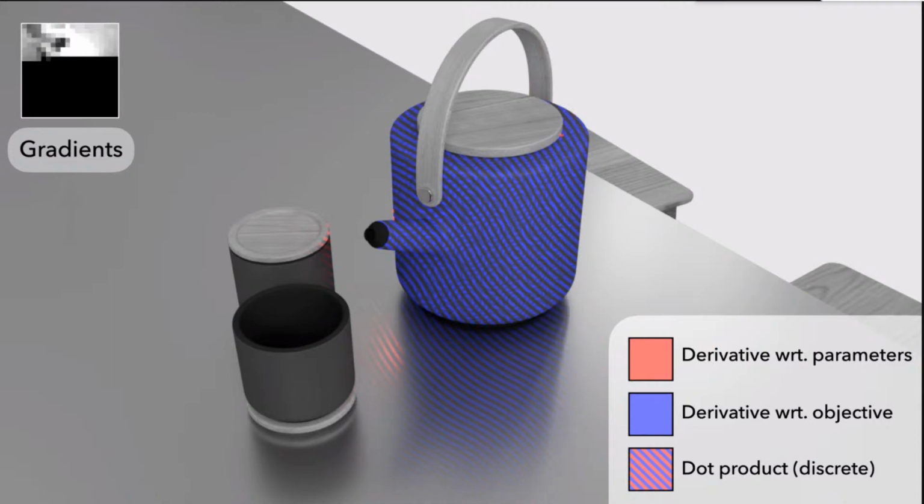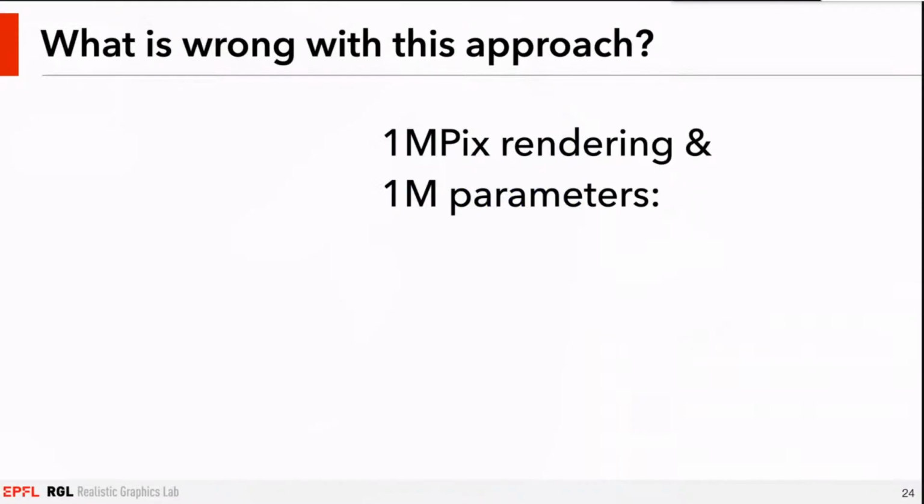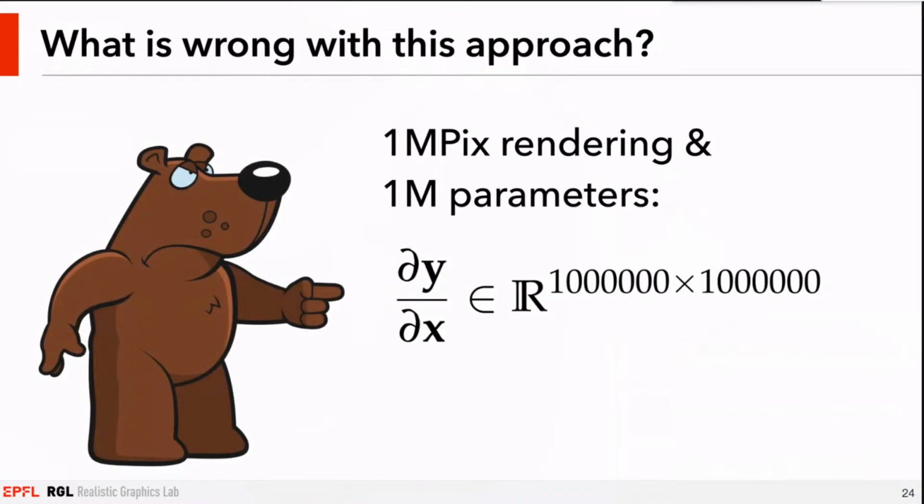Now, there are some unfortunate problems with this approach. And this is that when you have a 1 megapixel rendering and 1 million parameters, then this matrix that we need to multiply by is actually huge. It's going to be a 1 million by 1 million matrix. This would take 3.6 terabytes to store. And also, it would take forever to compute. It's not just storage that is the problem. And so this really doesn't work. And we need a more efficient way to compute these kinds of derivatives. So let's talk about that.